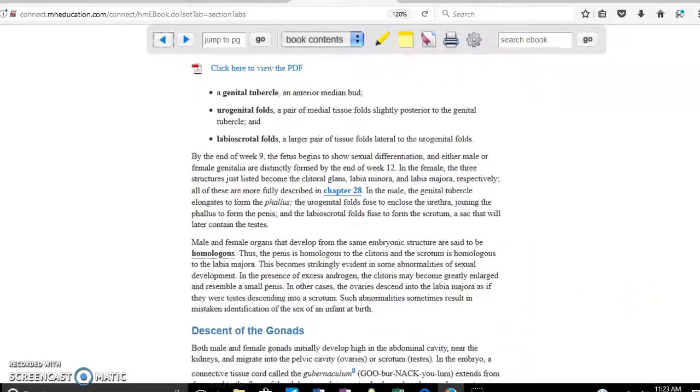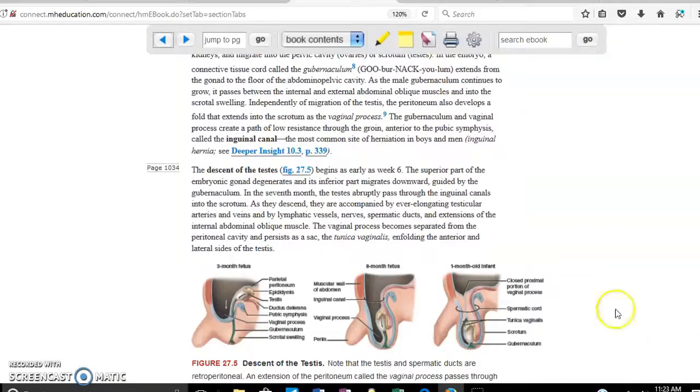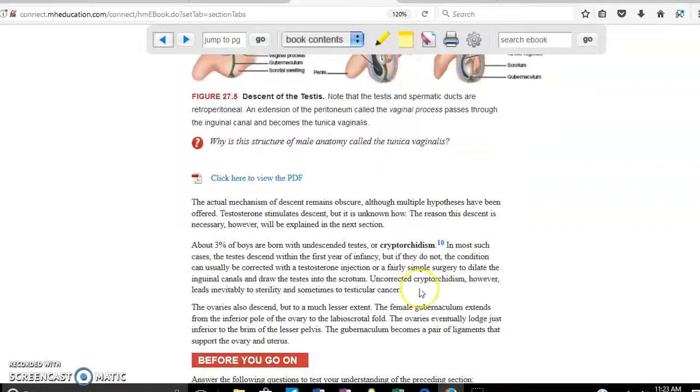Keep scrolling down. Descent of the gonads, again, is very important because, as I was telling you, the cells that are going to turn into gonads, testicles and ovaries, need to descend. In particular, the testicles. As you can see right here, the testicles are going to descend basically from the abdomen down to where the scrotum is going to be. And that is promoted by the presence of testosterone. It keeps scrolling down. There's nothing else after that.